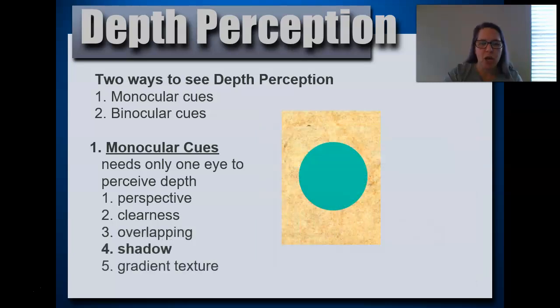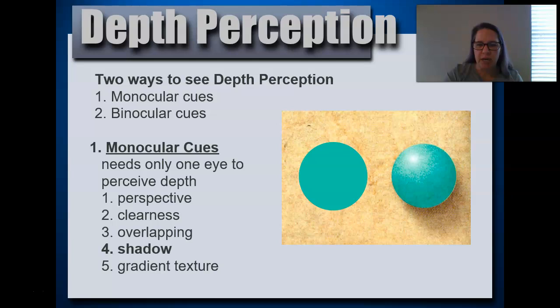Okay, shadow and then gradient texture. Those are our last two. So let me put this image on here. Again, you can see a little bit of texture, maybe a little bit of shadowing in here that make the two balls look different.